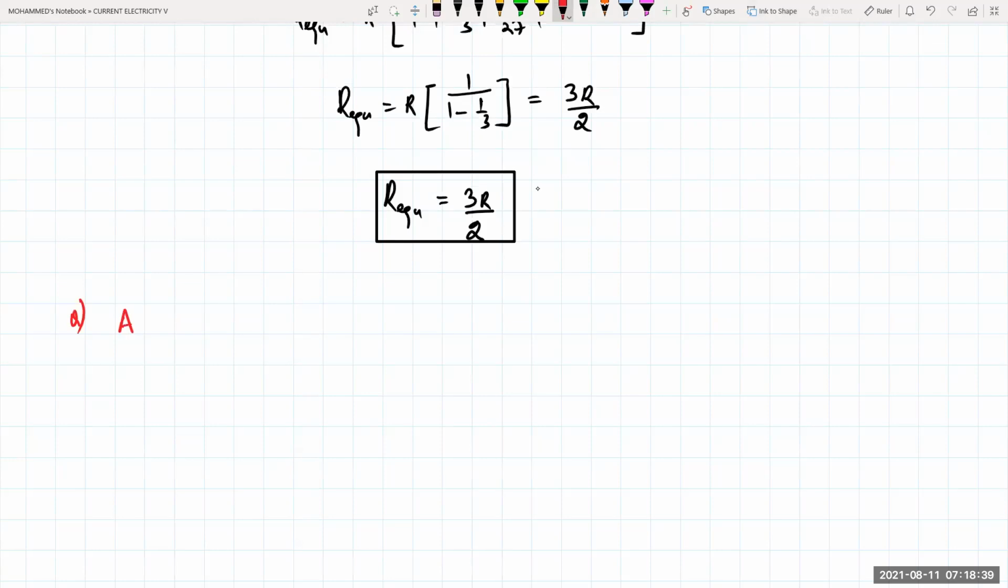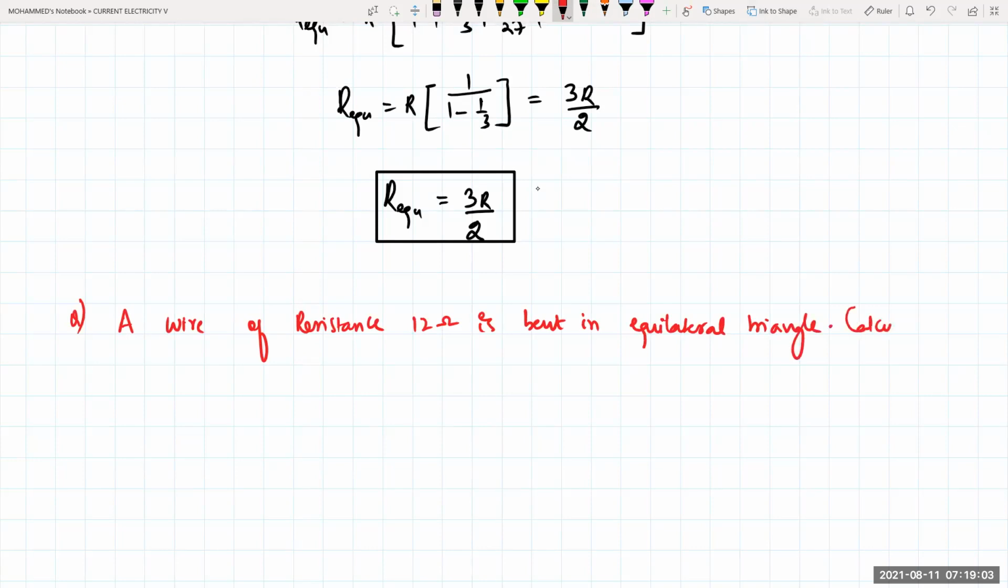Next question. A wire of resistance 12 ohm is bent in equilateral triangle. Calculate equivalent resistance between any two vertices of triangle.